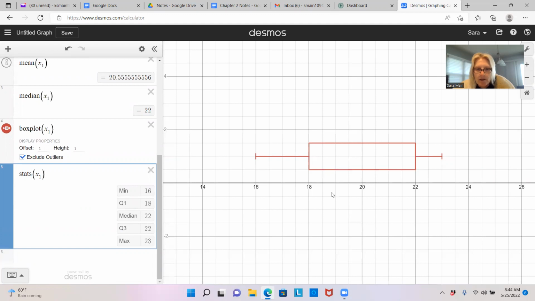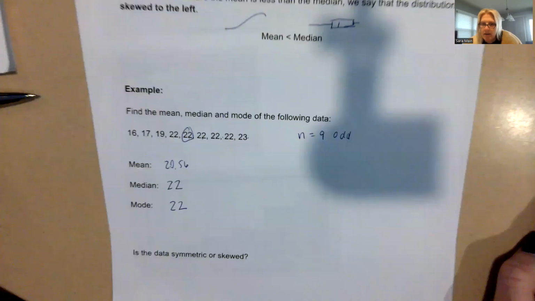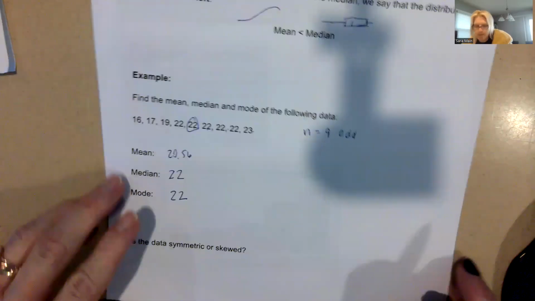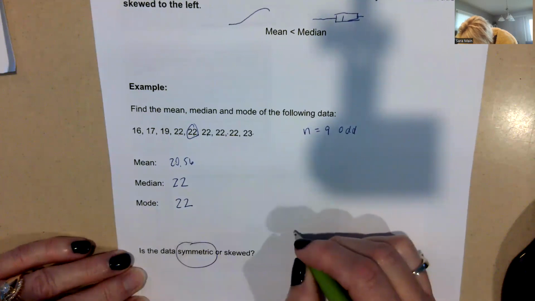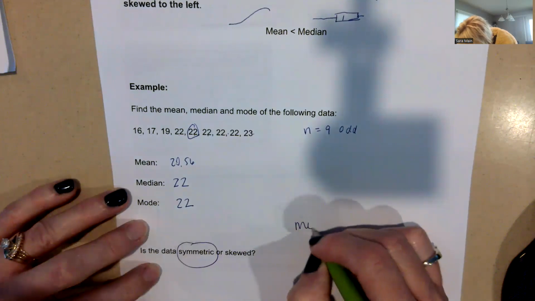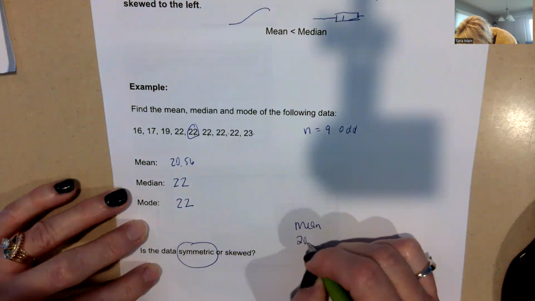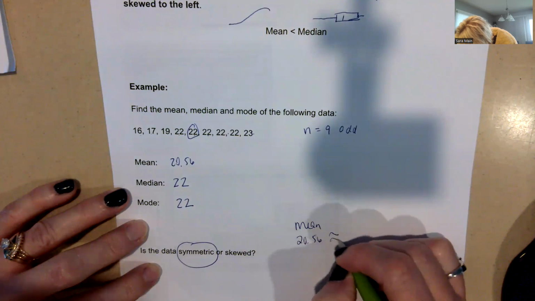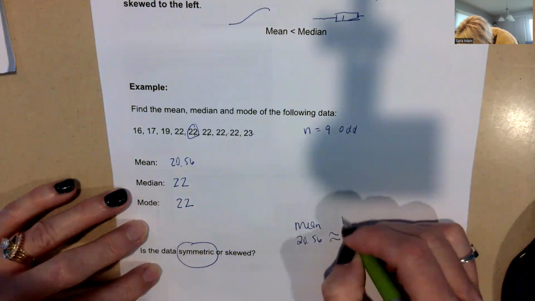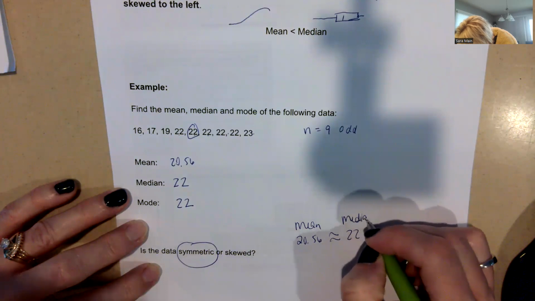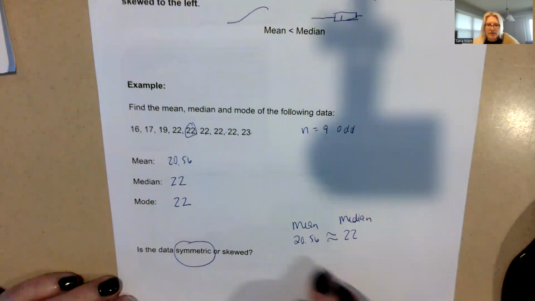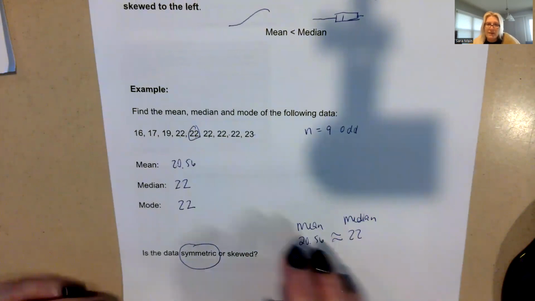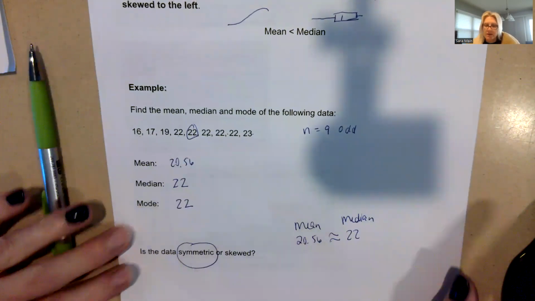So on this particular data set, I would say symmetric, because the mean is 20.56, and it's approximately the same as the median. Again, it's a small data set. So when we say equal, it doesn't have to be exactly equal, but it's approximately equal for all intents and purposes.